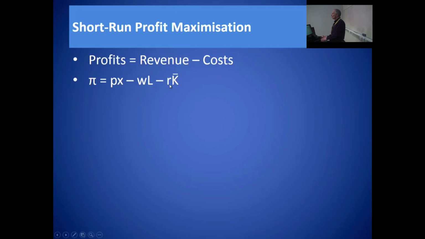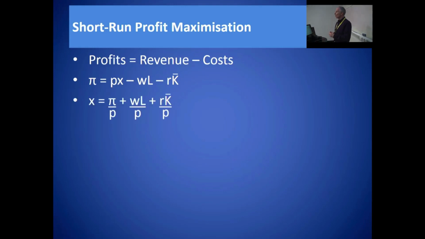R is the unit cost of capital, and K is capital. So the unit cost of capital times the capital stock, which we said was fixed at K in the short run. So R times K is the cost of employing the fixed factor of production. So there you go. That's all that profits are equal to: revenue minus the variable cost of production minus the fixed cost of production. And it's as simple as that.